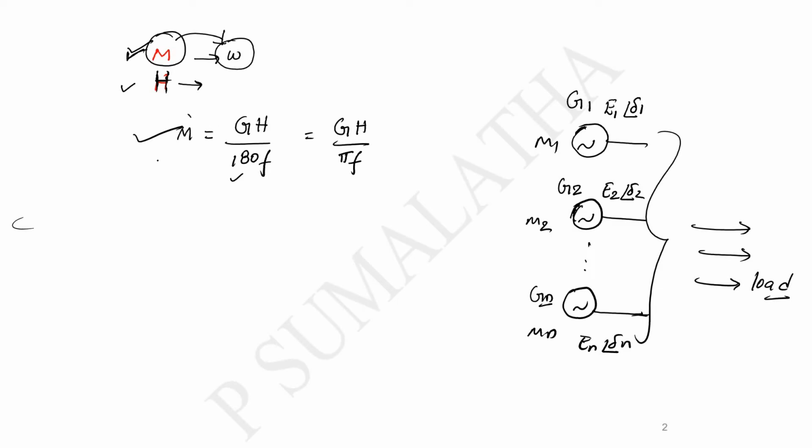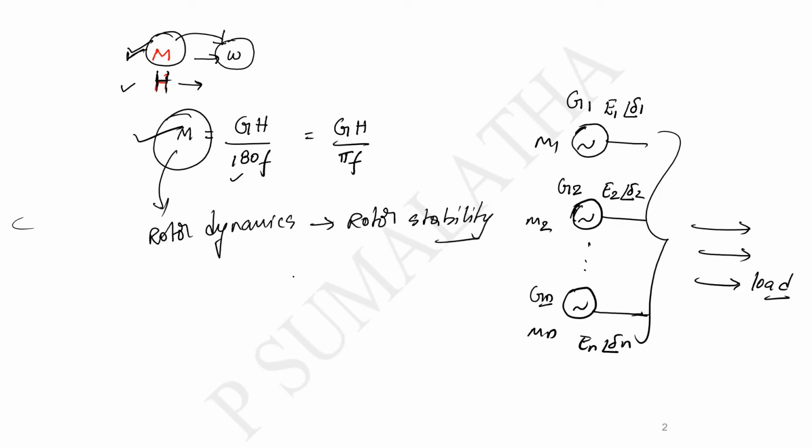This M term is with respect to the rotor dynamics. That is, it is related to the rotor stability, or you can say the angle stability condition. So again it is related to the load angle del. To get the relation between M and H, our main concentration will be how this load angle will be for all these synchronous machines which are connected in parallel, or you can say in synchronization.